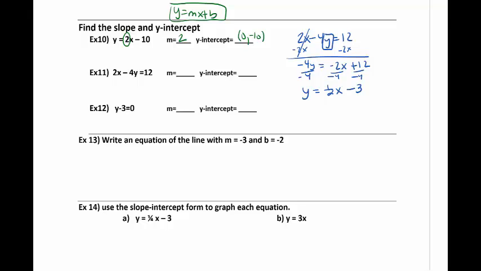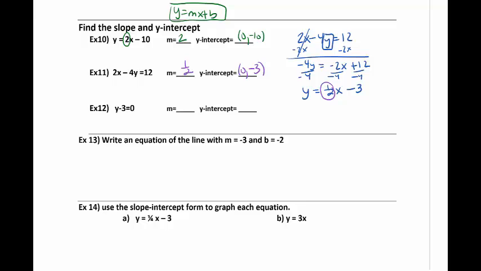Be very careful of your signs. Super easy to not do your signs correct on this one. You're dividing by a negative 4, and that's why it changed my signs. So my coefficient of my x is my slope. The point, which is really important, 0, negative 3, is my y-intercept.